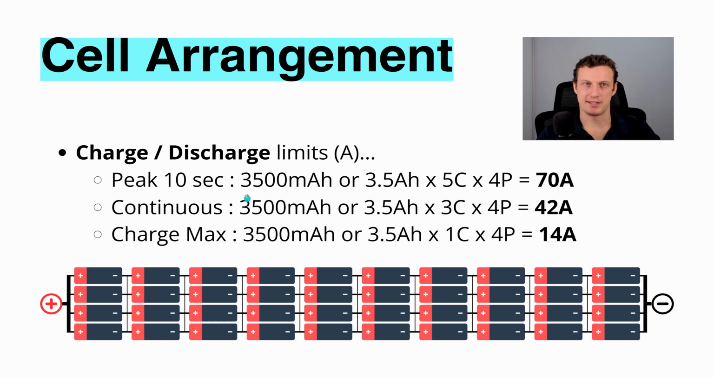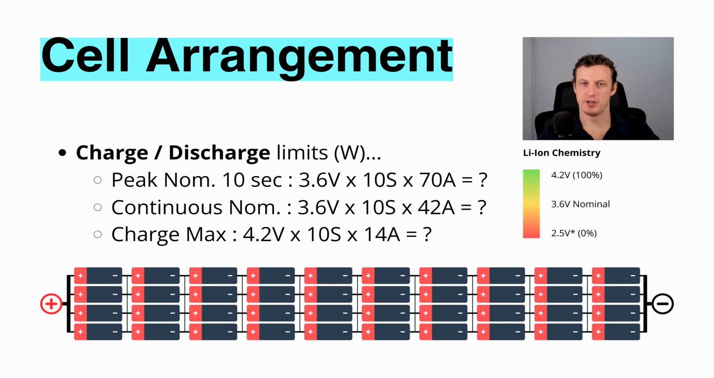So when we break that down, it's 3,500 milliamp hours, or 3.5 amp hours, times 5, and then times that by 4, and that gives our answer of 70. Continuous is 42, and the max charge rating is 14. But what if we wanted to find out what these values were in watts? Remember, we're using lithium-ion chemistry, so we go off the nominal voltage.